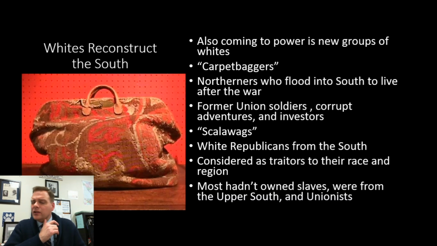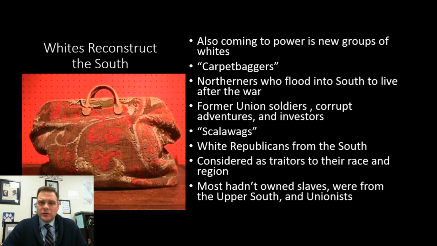Now, there are new groups coming into the South, or I should say there's one new group coming into the South and one group that's starting to grow in the South. The group coming into the South would be known as carpetbaggers. These were Northerners who at one time had been in the South, usually in the Union Army, had kind of liked what they saw, the environment, and they wanted to live in the South.